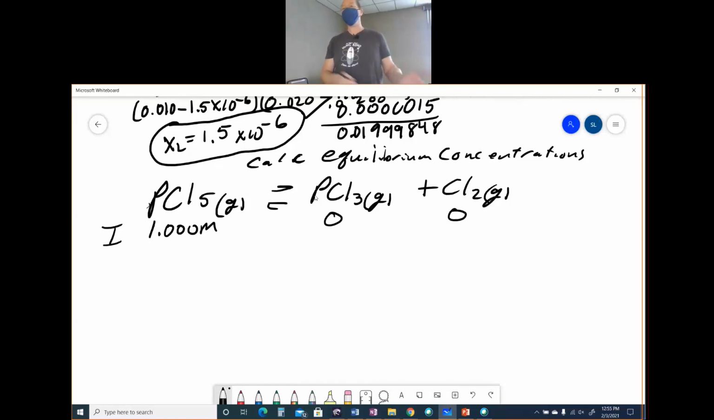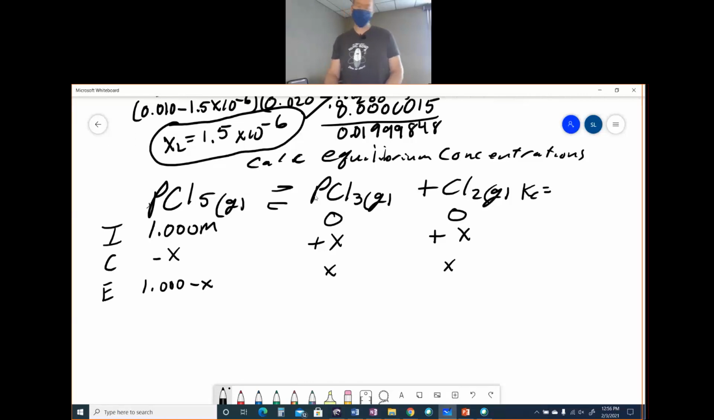So again, we know which direction the reaction goes. You can't have a 0, you have to form some. And so your change is minus the coefficient of 1x, plus the coefficient of 1x, plus the coefficient of 1x. All right, so at equilibrium, we're going to have 1.000 minus x. We're going to have x. We're going to have x, and the Kc is given. It is 0.0211.